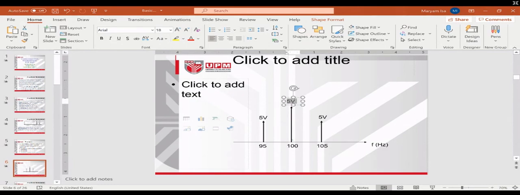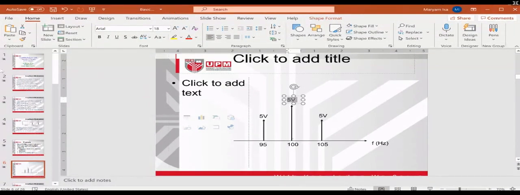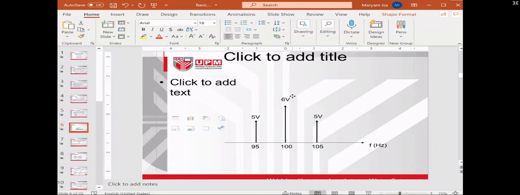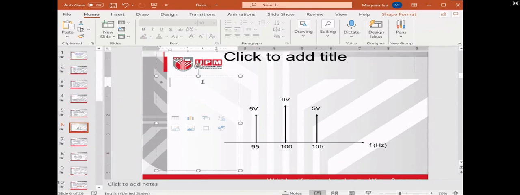Draw on your own, yeah? Write down the 6 volt. Please write the unit as well. Draw the spectrum according to scale. The 6 volt should not be too much different from 5 volt. All right, so this is the frequency spectrum.